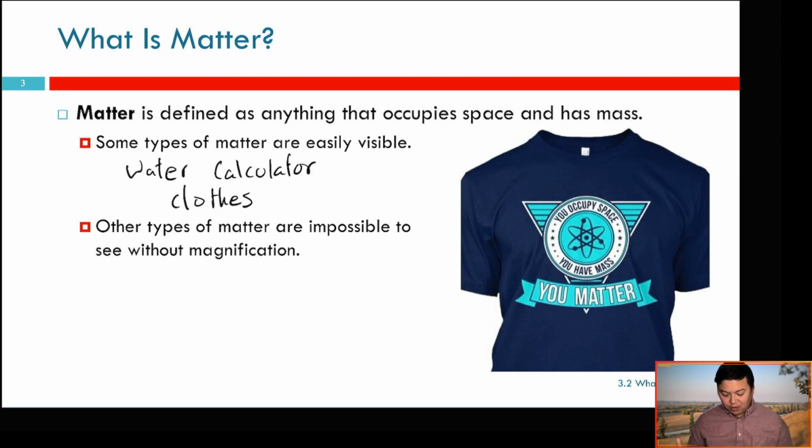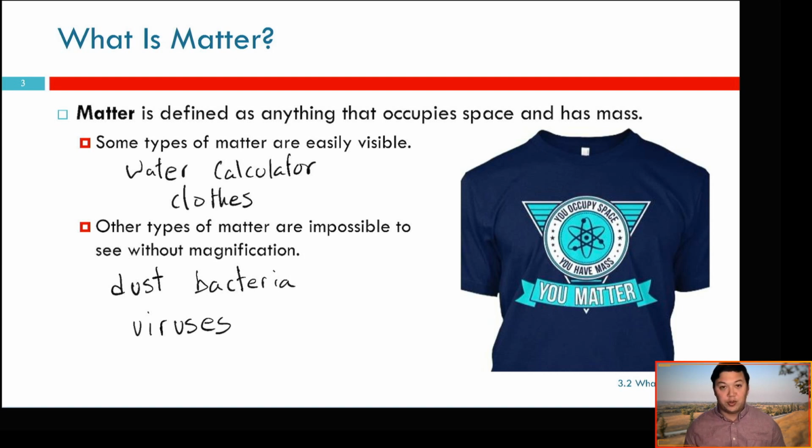But there are other types of matter that are impossible to see without magnification. So if you get down to a really, really small level, dust, unless you're looking really closely, microbes like bacteria. We've heard a lot about the size of viruses. You can't see viruses with your naked eye, but they exist, and they're made of matter. They have mass, and they occupy space, even though it's not a lot of space or mass.